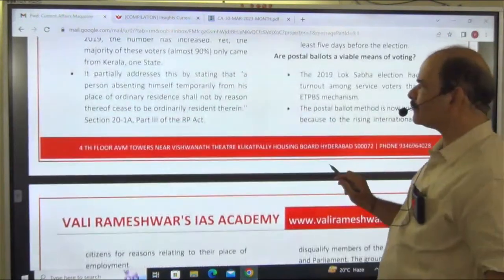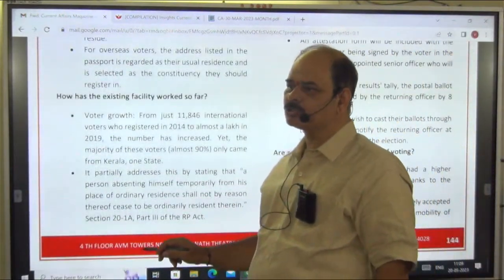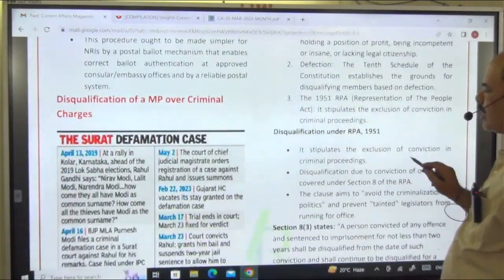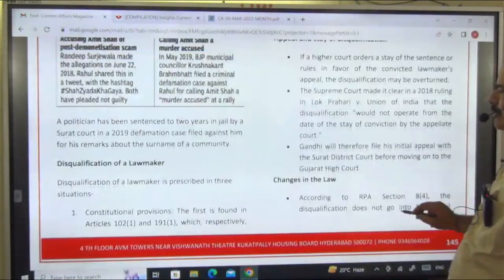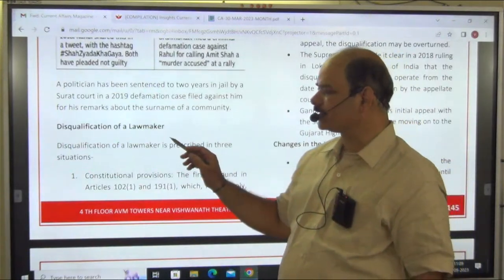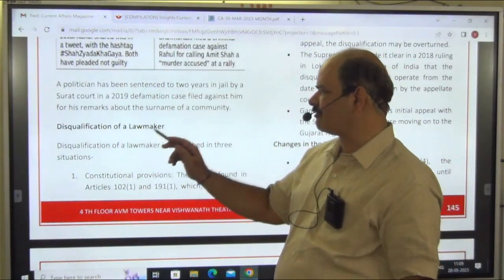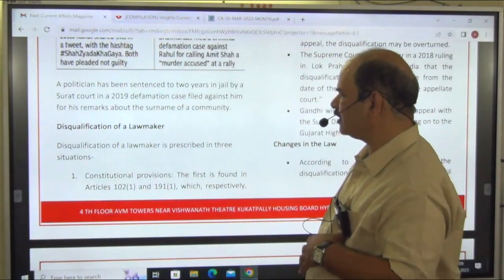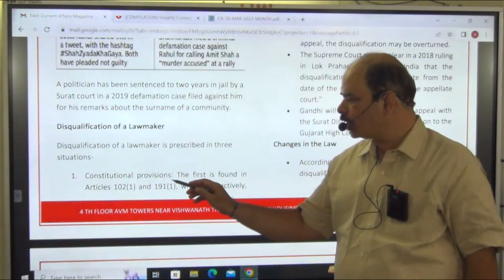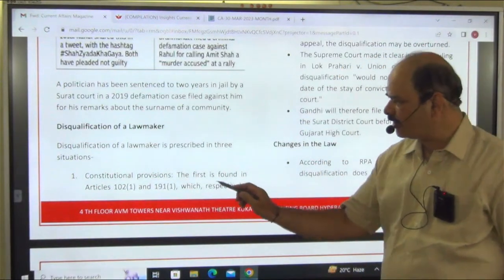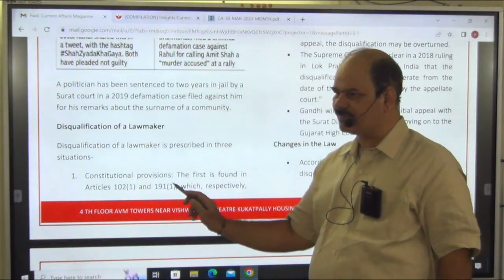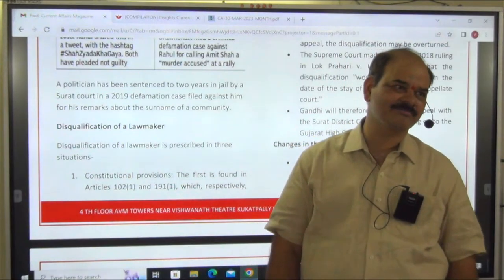Now, you know, a Surat court has convicted Rahul Gandhi for 2 years of imprisonment, and he was disqualified. What articles will govern the disqualification of a lawmaker, either MLA or MP? Disqualification of a lawmaker is prescribed in three situations. Constitutional provisions. The first is found in Articles 102, Clause 1 for Member of Parliament and 191, Clause 1 for Member of State Legislature.